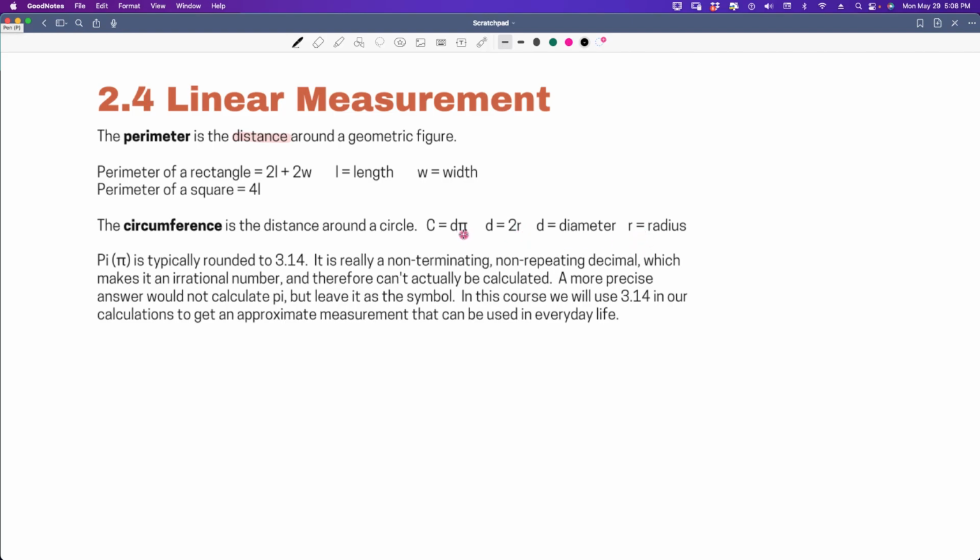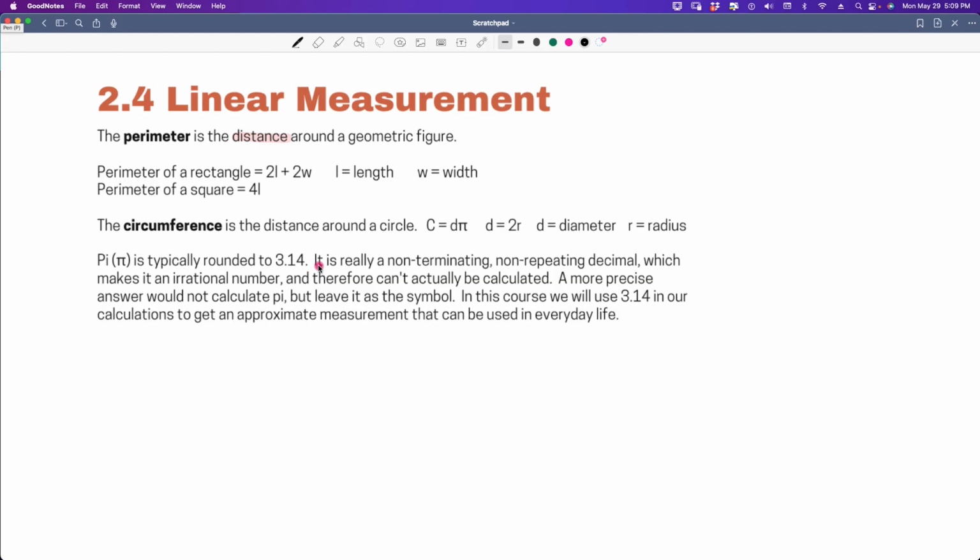Now what is pi? Pi is the ratio that is relevant to the diameter versus the distance around the circle. When we take the diameter and multiply it times pi, then we get really close to the distance around the circle. However, pi is a non-terminating, non-repeating decimal, which makes it an irrational number, which means we can't actually calculate it. So in algebra, we typically do not calculate pi. We leave it as the symbol.